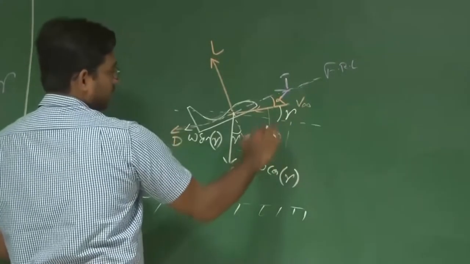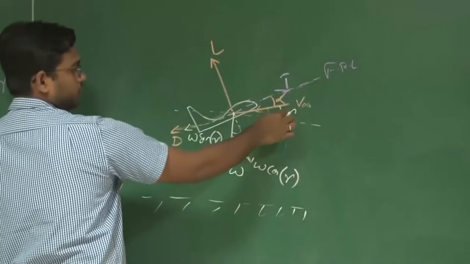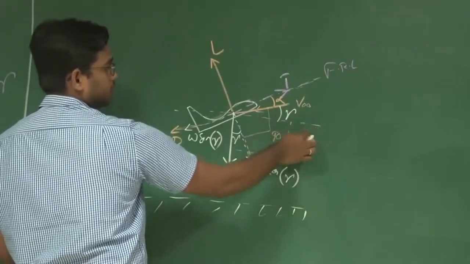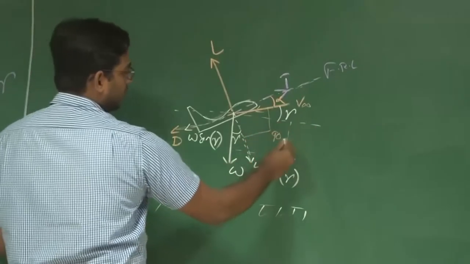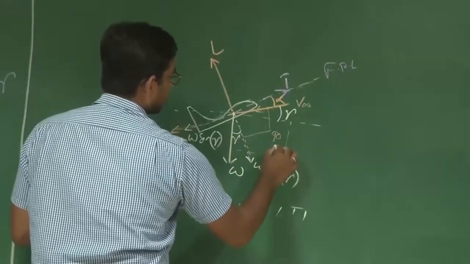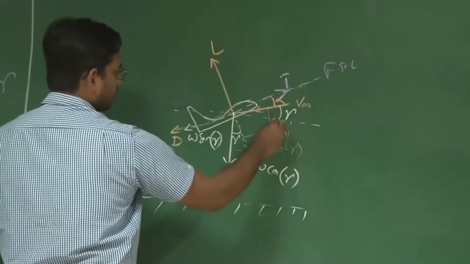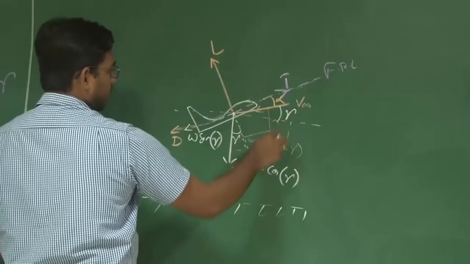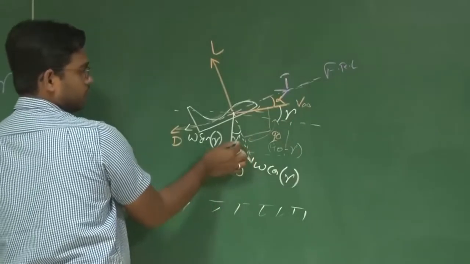Okay. But this angle is gamma. The V infinity makes an angle gamma with respect to local horizontal. So what about this angle? 90 minus gamma. So this particular portion is 90 minus gamma, and this is 90 degrees. So 90 minus (90 minus gamma) will give you gamma.